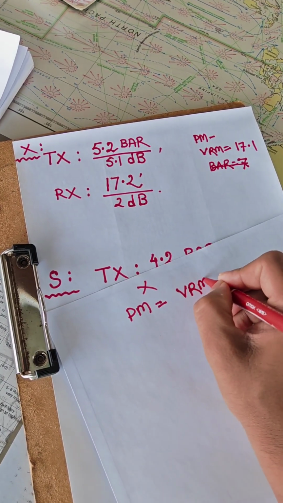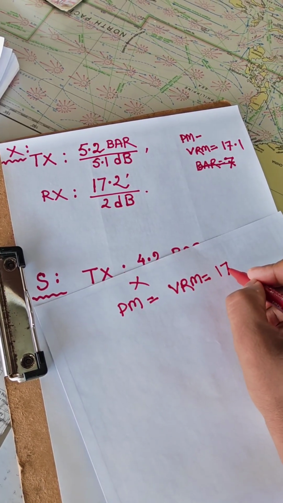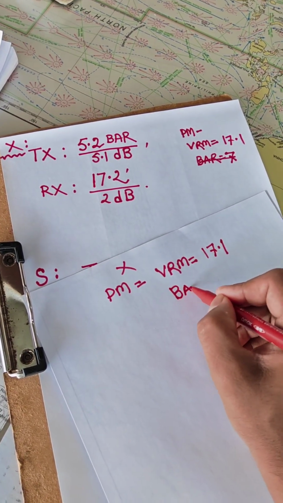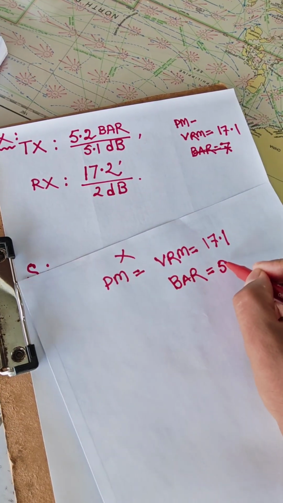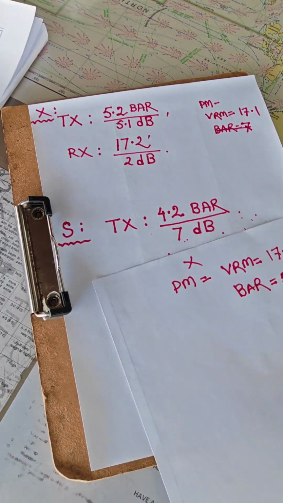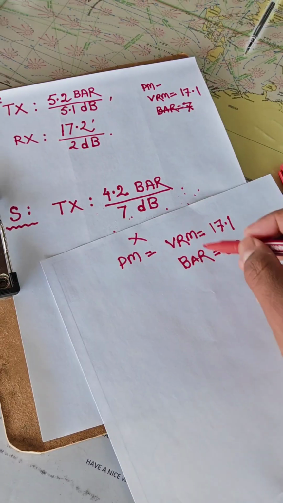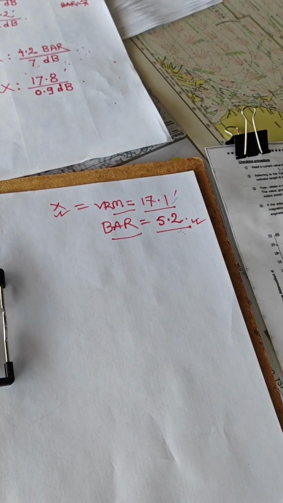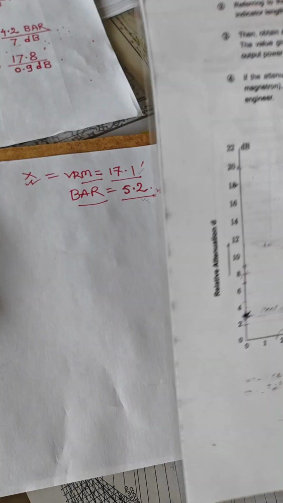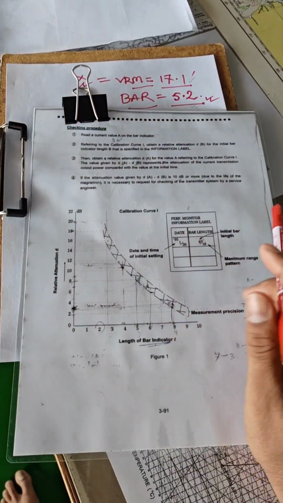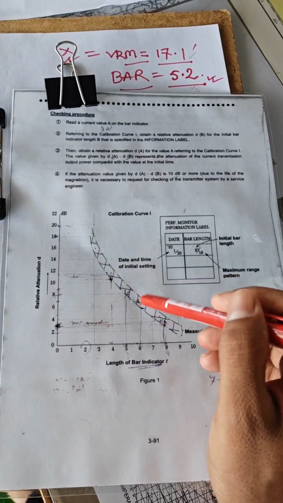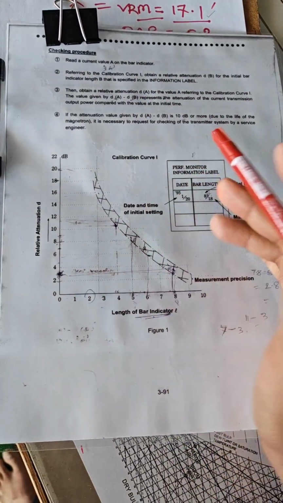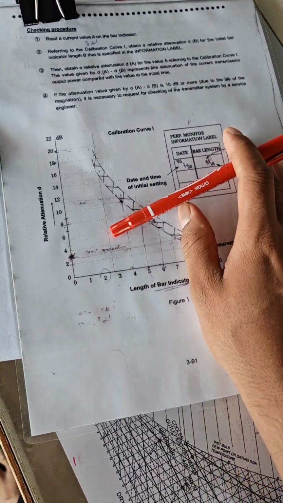So the VRM value is around 17.1. Your bar length, how much is it? 5.2 around. So these two things you have to take from your radar when you do the PM test. Remember, one very important thing is the checking procedure. You have to understand this graph, and read it if you have it in your ship like that. But I am explaining this so that you understand, guys.